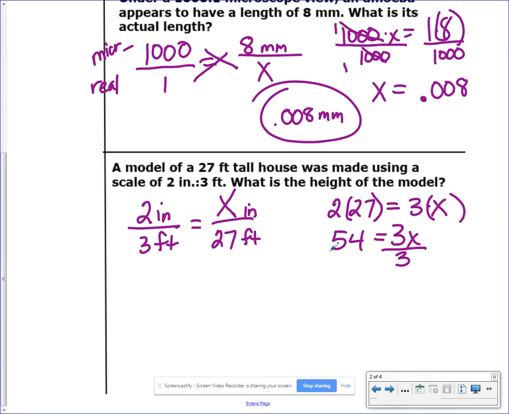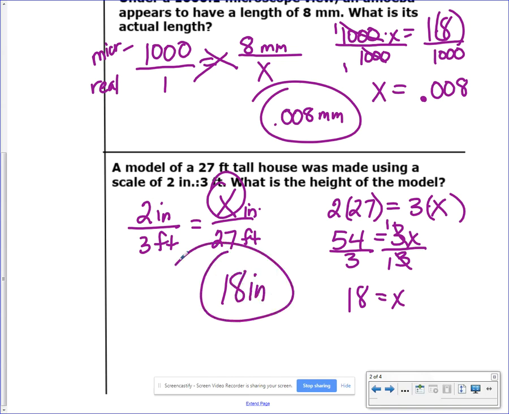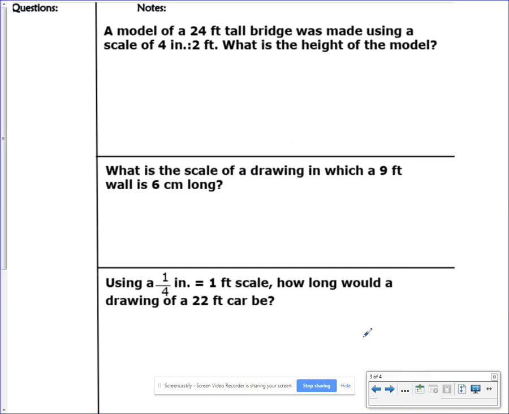Isolate your variable. Boom, boom, boom. I don't know why I multiplied 2 times 27. That's usually not how I go about it. Divide by 3, and you should get x equals 18. What is the height of the model? That number goes here, and my label is inches. Whew. Okay, we're on a roll now.